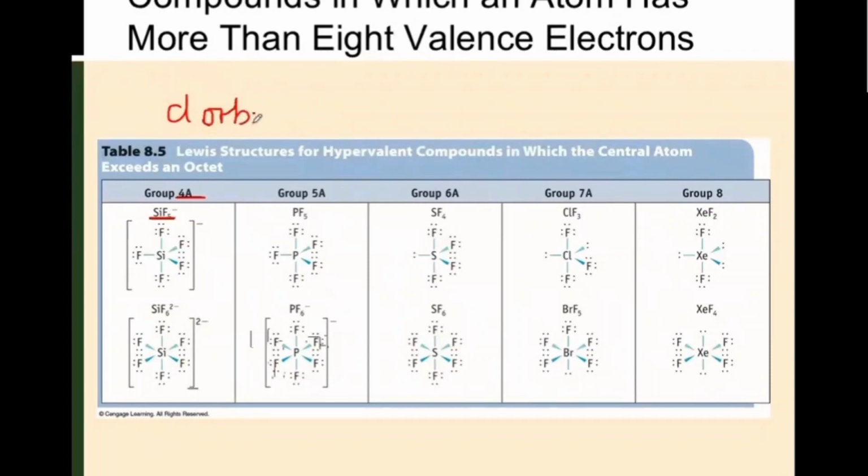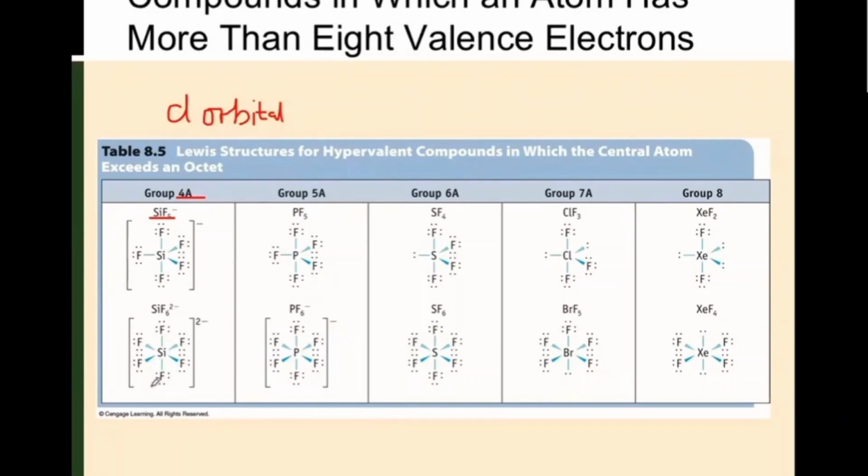And so that means we have what's called an extended octet. So what we can have is more than 8 electrons surrounding the silicon. But remember, we've always got to make sure that we're accounting for all of our electrons and all of our charges. And so that's why this one is silicon pentafluoride. Here we have silicon hexafluoride, which is 2 minus. And here we have 6 fluorines.